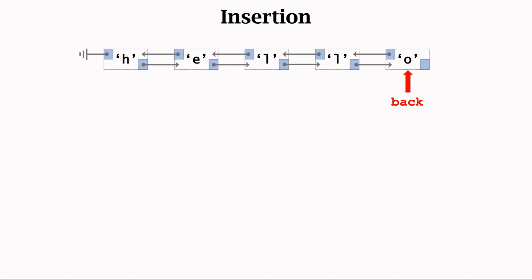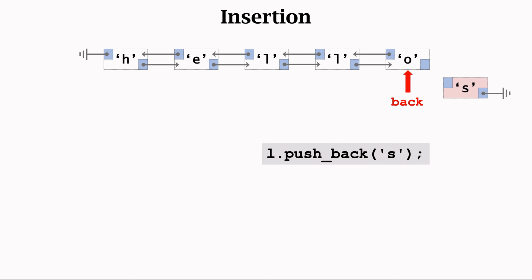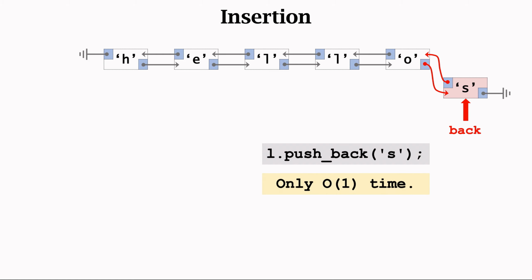Elements can be inserted into the list. The push_back function appends a new element to the end. This line of code means appending the character S to the end. This line of code creates a new node. Its data is the character S. The new node is linked to the previous node. The back pointer of the linked list now points at the new node. The push_back function has only constant time complexity. It's very fast.